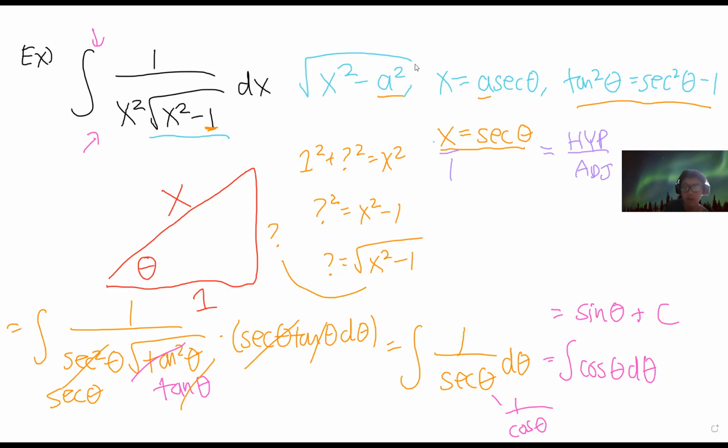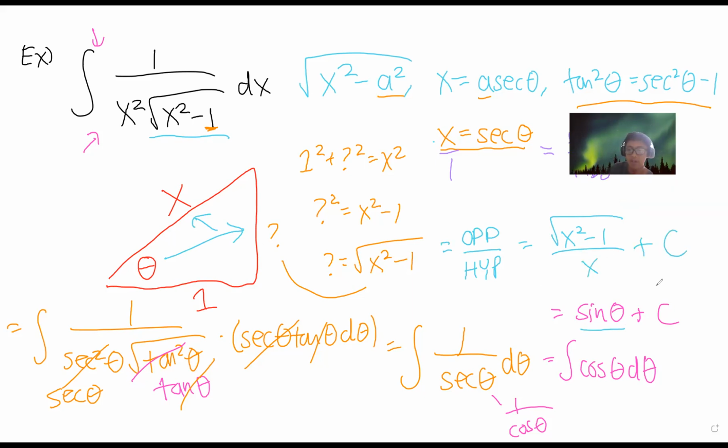To finish off this problem, we're going to do sine theta. Well, what's sine theta? Sine theta is opposite over hypotenuse. We know the question mark was the square root of x squared minus 1, and the hypotenuse is x. Put our plus c, and there we go. That is our final answer.